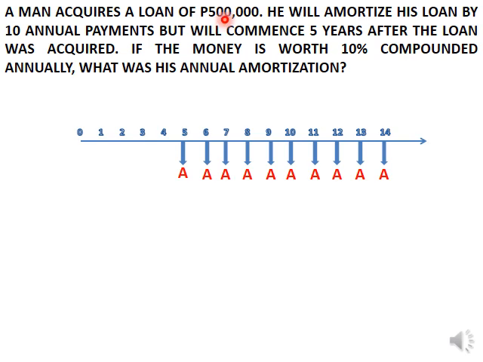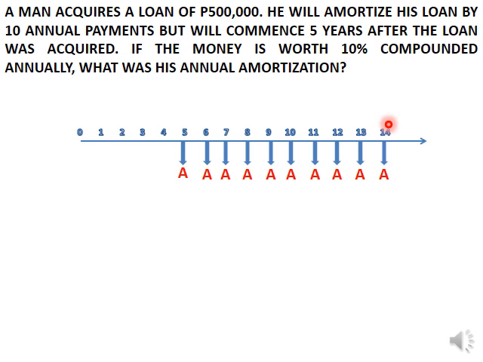The loan is 500,000 pesos and the payment will commence 5 years after the loan was acquired. Okay, after 1 year, after 2 years, because this is the end of first year, meaning it is after 1 year, after 2 years, 3, 4, after 5 years. Then for 10 years, 1, 2, 3, 4, 5, 6, 7, 8, 9, 10. That's a total of 10 payments.